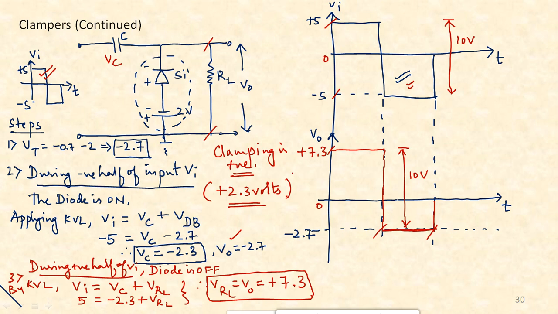The most important point here is you will have to consider the input cycle, either positive or negative, in such a way that it will forward bias the diode. If the positive half forward biases, then consider first the positive half of the cycle. If the negative half cycle forward biases the diode, then consider the negative half cycle. Otherwise, the results may go wrong. So please be very careful in this step.